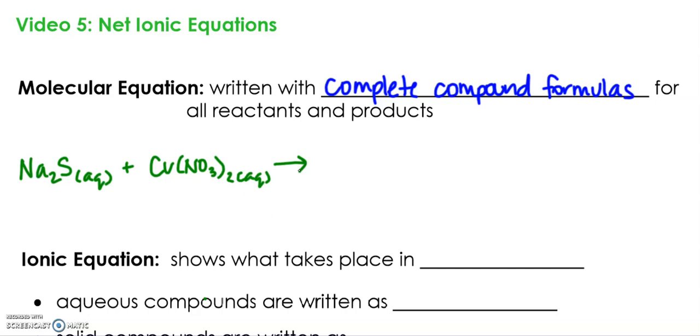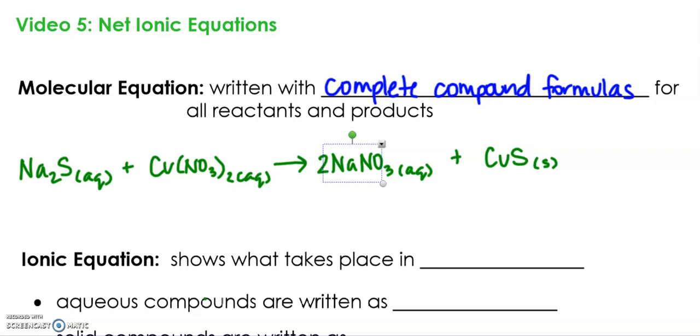So our cations will switch places. We will get sodium with nitrate, which will be aqueous, because all nitrates are. And then copper with sulfur will be a solid. If you look up sulfides, they are typically solid precipitates. And you need a 2 right here to balance this reaction. So this is a molecular equation. This is what you've been writing this whole time when we talked about equations.